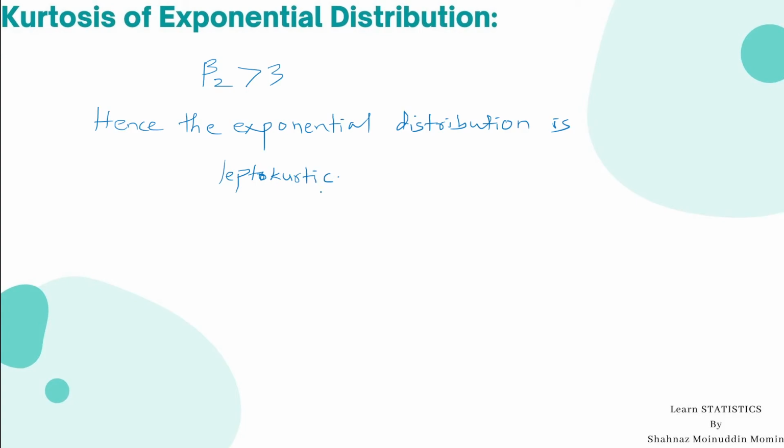In this way, in this lecture, we have learned the coefficient of skewness and coefficient of kurtosis. In coefficient of skewness, we observe that the exponential distribution is a positively skewed distribution, but while learning kurtosis, we observed that the exponential distribution is leptokurtic.